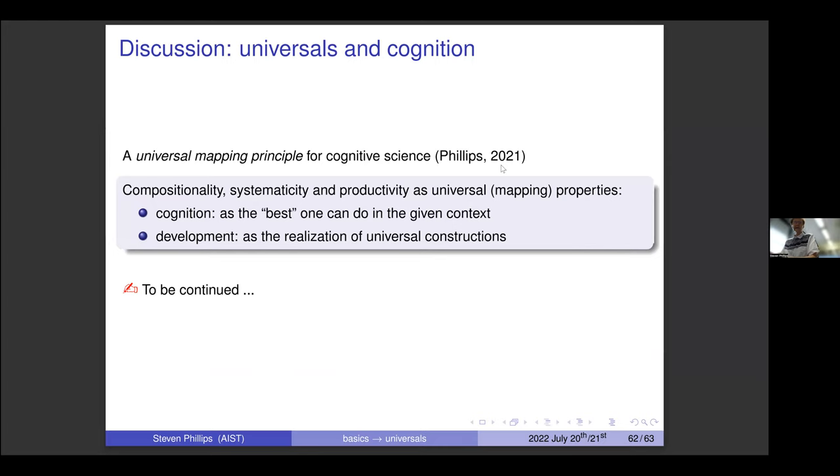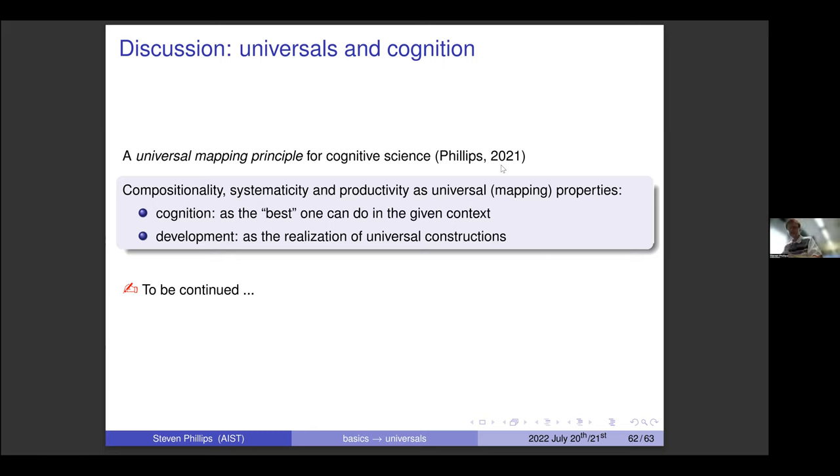And this is the last slide. The idea I want to introduce here is that we can think of cognition in terms of universal constructions. And this is the idea of the universal mapping principle. The compositionality principle is well known in cognitive science, but it's a methodological principle. It's something that you do to get things done. But what category theory says is that there is a reason why things may be composed this way, and it's because it's the best possible construction in the generalized concept.